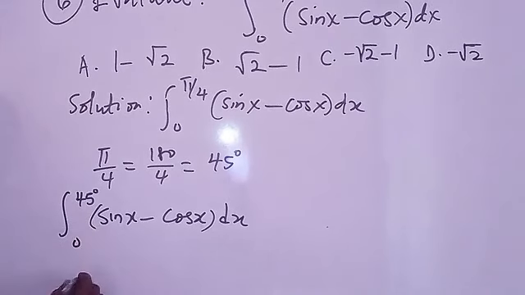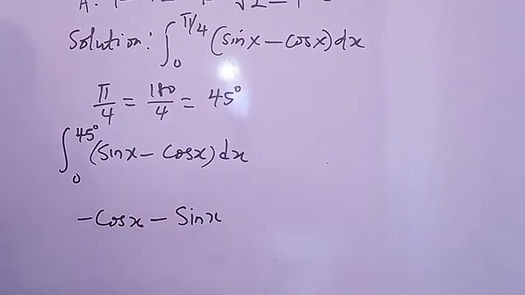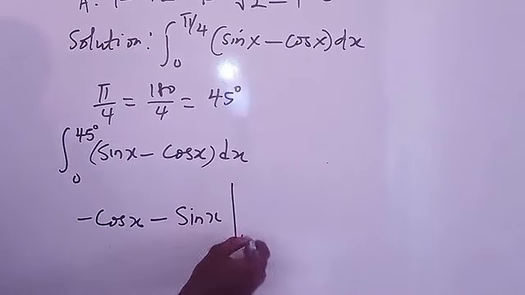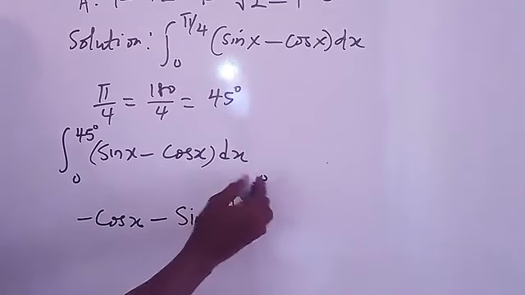So integrating sine x, we're going to have minus cos x. Then here we are having minus minus. Integrating cos x, we're going to have sine x. So we are having minus cos x minus sine x. All right, so now from there, let's put the limit from 0 to 45 degrees.